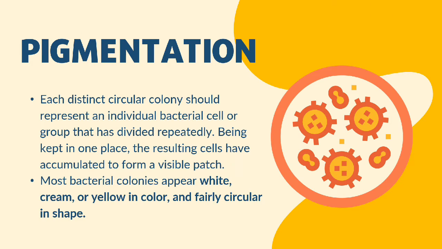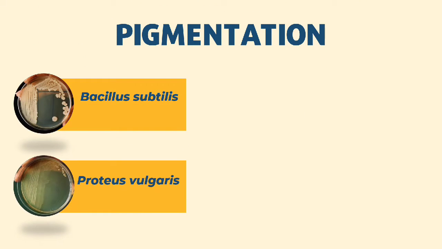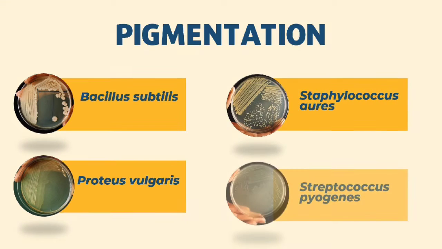First, we'll talk about pigmentation. Each distinct circular colony should represent an individual bacterial cell or group that has divided repeatedly. Being kept in one place, the resulting cells have accumulated to form a visible patch. Most bacterial colonies appear white, cream, or yellow in color and fairly circular in shape. Some examples are Bacillus subtilis, Proteus vulgaris, Staphylococcus aureus, and Streptococcus pyogenes.